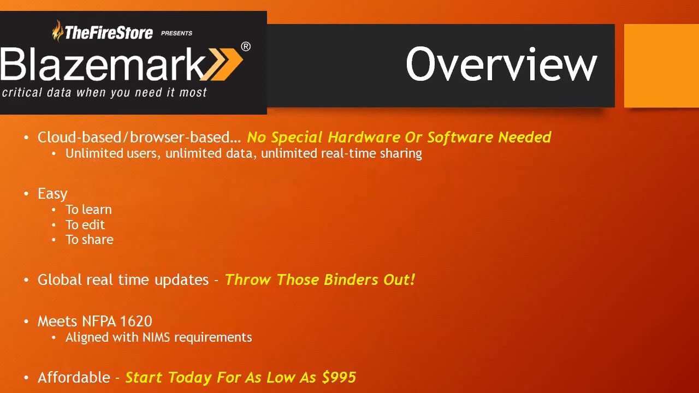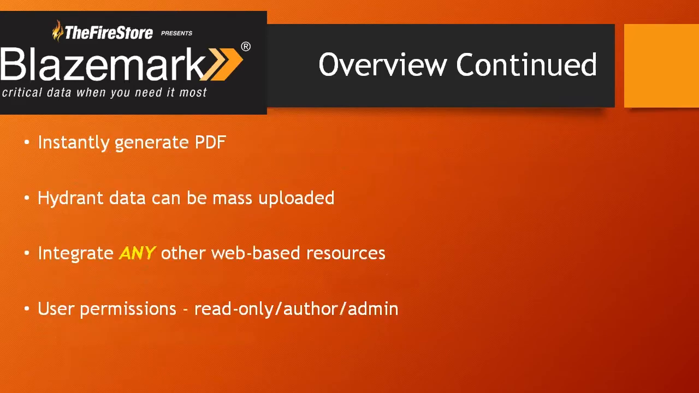As Jamie mentioned, I chair the NFPA 1620 pre-planning committee, so we're making sure our software is directly aligned with that program. It's aligned with NIMS requirements, and it's affordable. You can start today through the Firestore for as low as $995. You can also instantly generate a PDF. If there's an area in your district without internet access, or you want a hard copy, you go into Blazemark, hit PDF, and download a PDF right away.